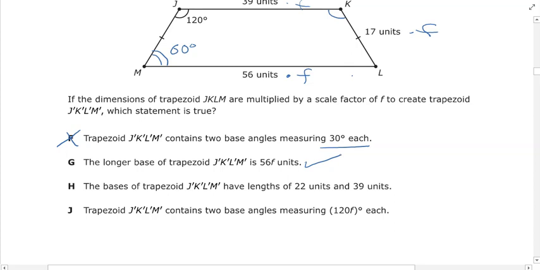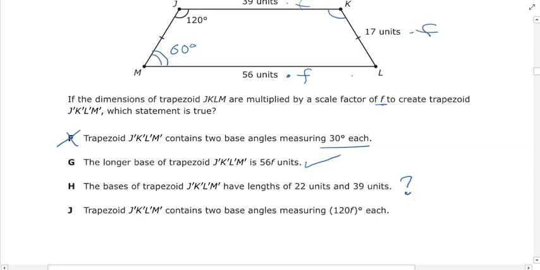H, the bases of the trapezoid have lengths of 22 and 39. I don't know where they got those from, because we don't know what the scale factor is. Not exactly sure where that came from.